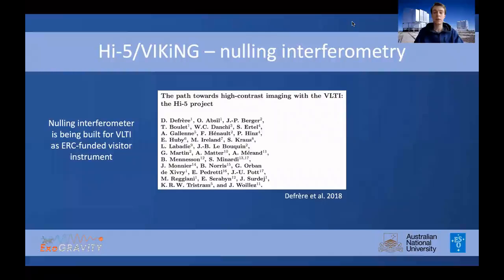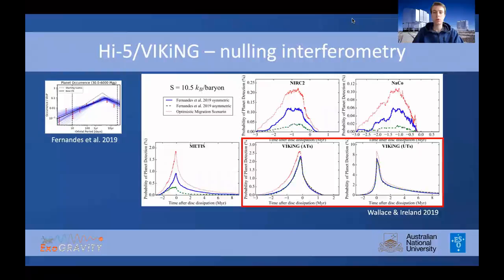At the same time, Denis Defrère and collaborators are starting to build a nulling interferometer for the VLTI, funded through an ERC grant. Simulations by Alex Wallace and Mike Ireland have shown that such a nulling interferometer would significantly increase the yield of young giant exoplanets in the process of formation. The nearest star-forming regions are more than 100 parsec away, and the peak of the giant planet distribution is located within about 5 AU, emphasizing the need for high angular resolution. It is noteworthy that even with the much smaller auxiliary telescopes, nulling interferometry outperforms METIS at the ELT.